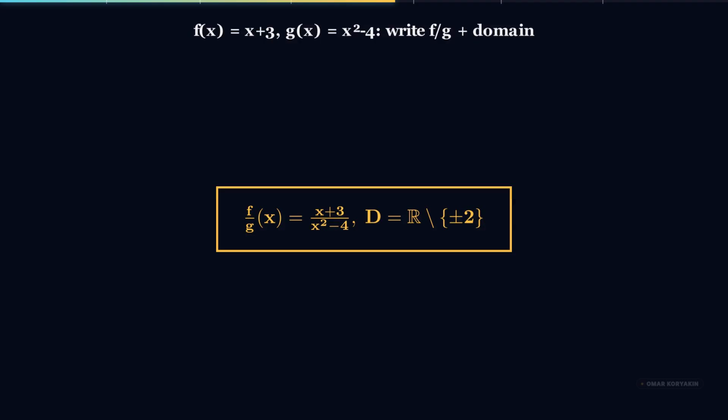The big lesson from this example is the symbolic combination workflow with explicit domain analysis for division. Simplification is sometimes possible if the numerator and denominator share a factor, but in this example they do not, so the combined rule stays as a clean rational expression. The domain analysis is essential for division. Always solve the denominator equals 0 equation and exclude the resulting values.